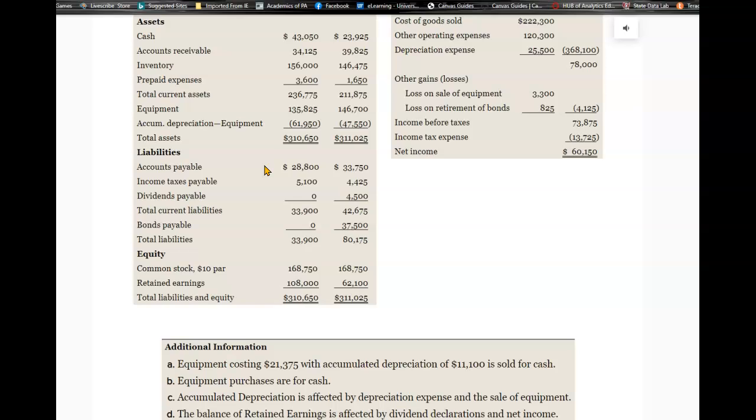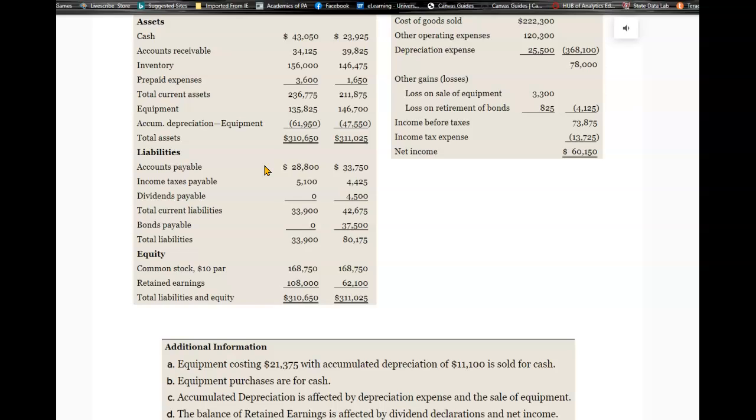So just to summarize, we started with net income of $60,150. We added back the depreciation expense of $25,500. We added back the loss on the sale of plant assets of $3,300. We added back the loss on the retirement of bonds for $825. Then we looked at the changes in current assets and current liabilities. And we calculated a decrease in accounts receivable that we added back, $5,700.